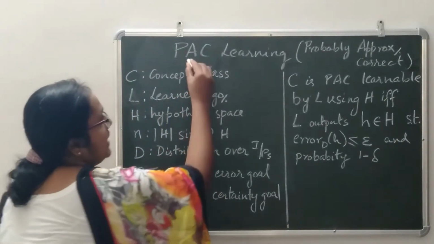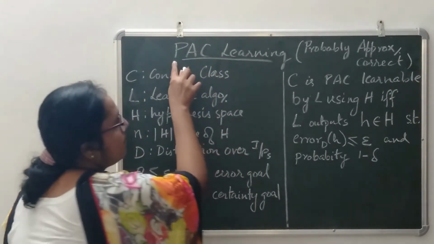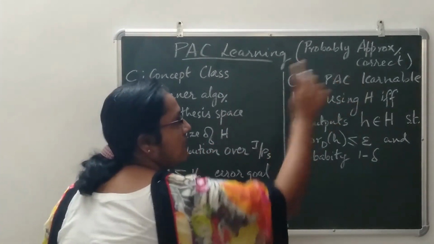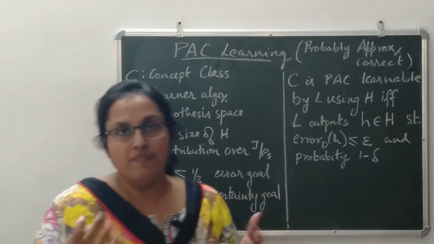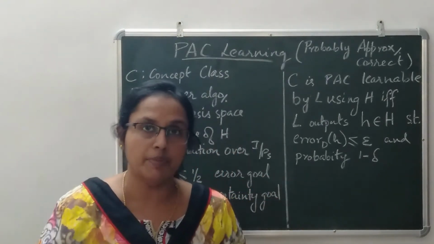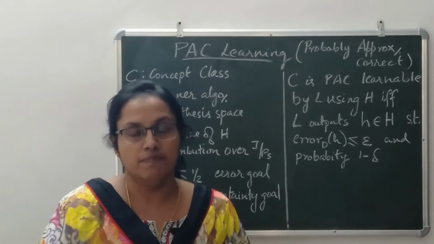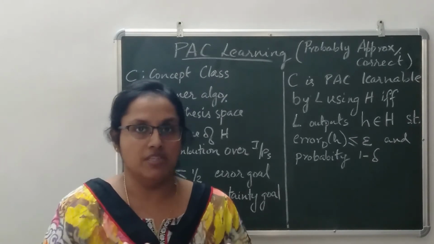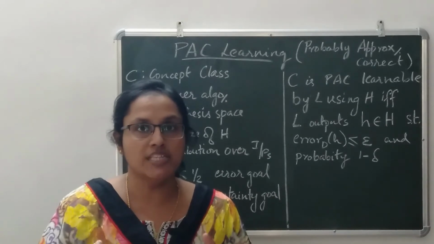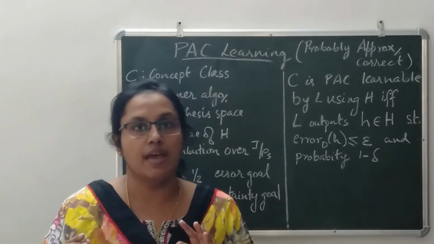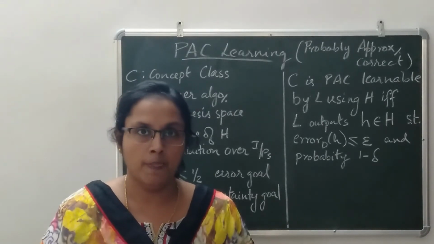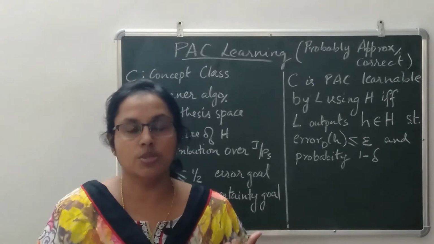PAC learning is probably approximately correct learning. From this itself we know that, even as human beings, when we are learning, we are not learning all the examples that are possible in the particular universe. Instead, we are trying to learn representative examples so that if we get any new problem, we will be able to solve that problem. When a machine is learning, that's exactly what we are doing.